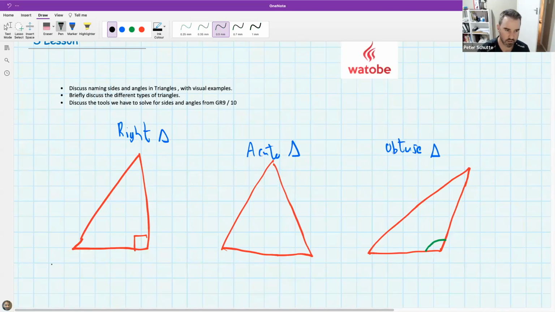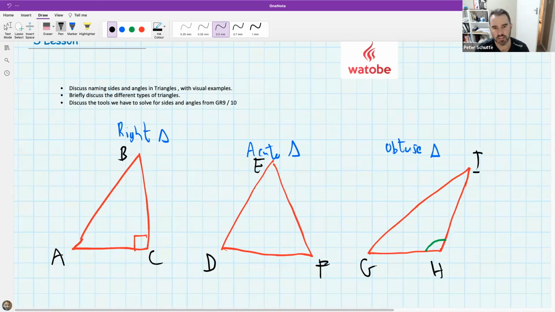When we name triangles, we normally name the vertices, or the corners, using the uppercase letters of the alphabet. So I could talk about triangle ABC or DEF. What comes after F? A, B, C, D, E, F, G, H, and I. Now, we use the big letters for the corners.